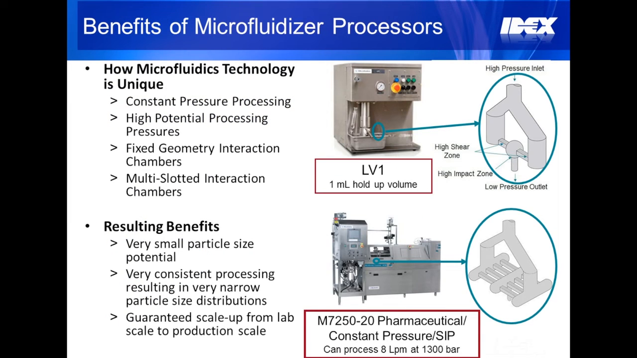This is a summary of what I have discussed so far. Some of the key features and benefits of our technology are as follows. The microfluidizer processor offers constant pressure processing with a very high processing potential, up to 30,000 psi. Our core technology is the fixed geometry interaction chamber, and multi-slotted interaction chambers are available for scaling up. These features result in a very small particle size potential. Consistent processing results in very narrow particle size distribution, and we guarantee scaling up from the lab scale to the production scale with the microfluidizer.